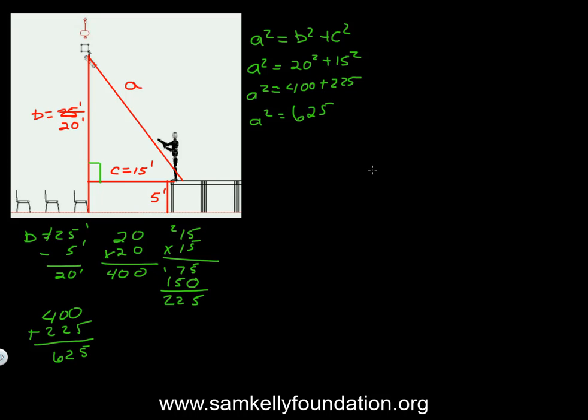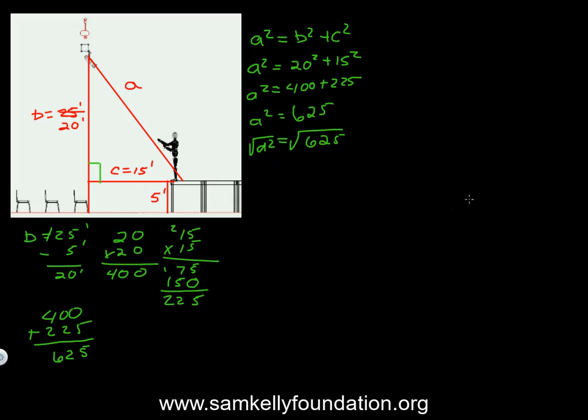Well, now we need to break this down to the square root. What number times itself goes into 625? And most of the time it will not come out evenly. So we need to determine what number times itself is close to 625. So the square root of A squared equals the square root of 625. Well, there's a pretty good chance that 25 can be divided into 625. And 25 is a square because it's 5 times 5.